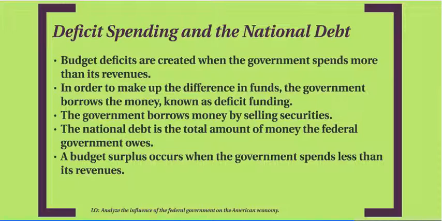Deficit spending and the national debt. Budget deficits are created when the government spends more than its revenues. In order to make up the difference in funds, the government borrows money, known as deficit spending. The government borrows money by selling securities. The national debt is the total amount of money the federal government owes. A budget surplus occurs when the government spends less than its revenues.